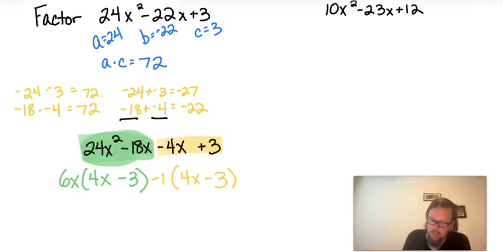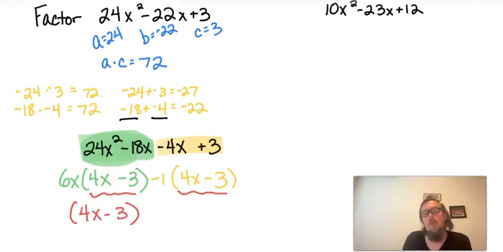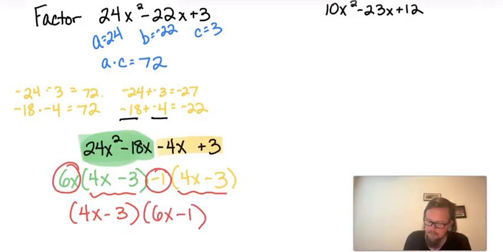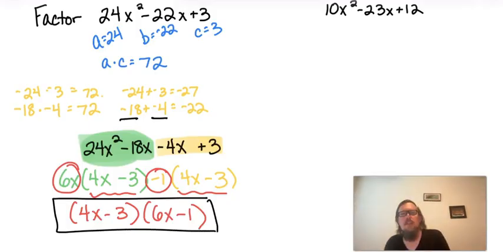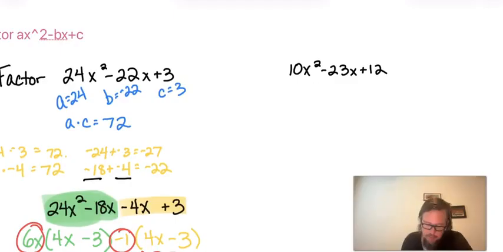That's good. Parentheses are the same. They both have a 4x minus 3 for parentheses. What's left after we take out the 4x minus 3? 6x minus 1. And there we go. 4x minus 3, 6x minus 1. Done.